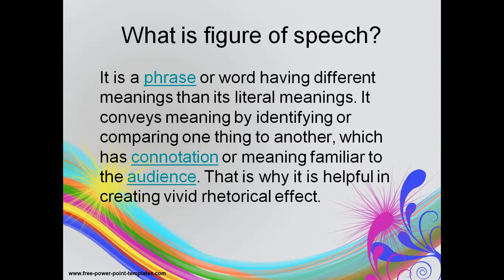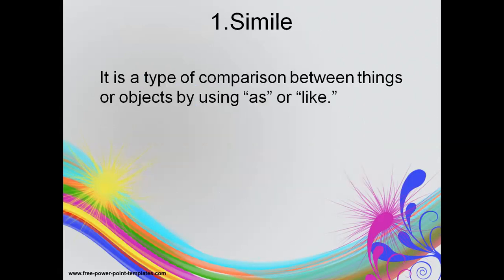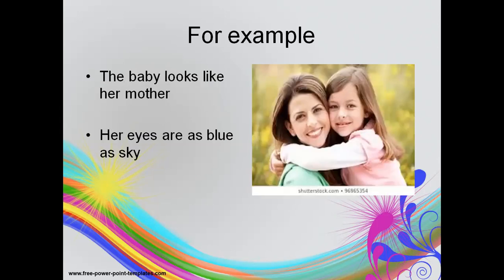Though the list is long, we'll be discussing a few which are given specifically in your syllabus. The first one is simile. It's a type of figure of speech which we use to compare two things by using as or like. For example, the baby looks like her mother. What two objects or things are being compared? Baby and mother, by using the word like.